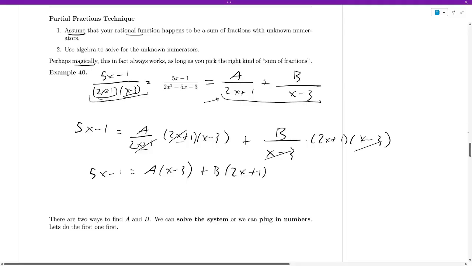Okay, some people just jump straight from here to here, and that's fine if that makes sense to you. But it's good to spell out that you get there by multiplying this denominator over.